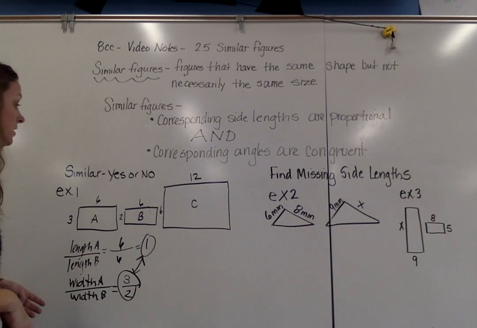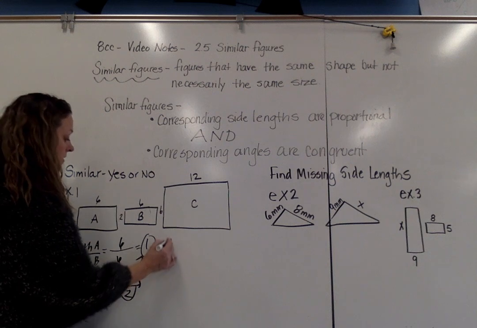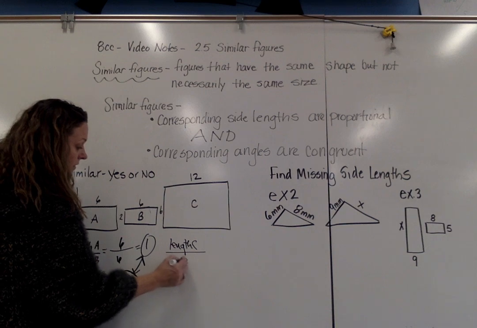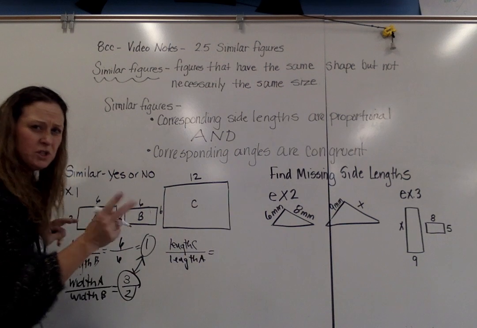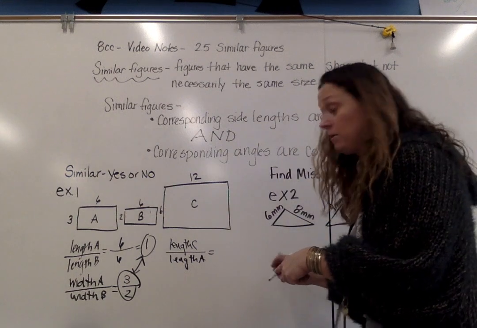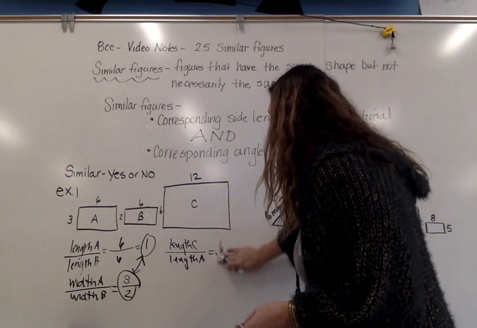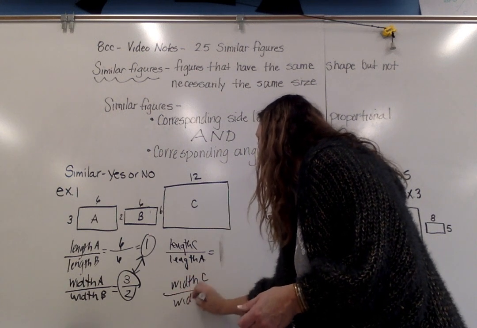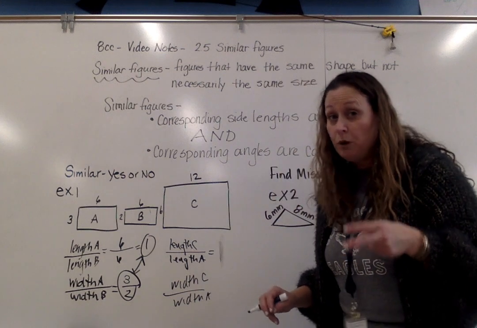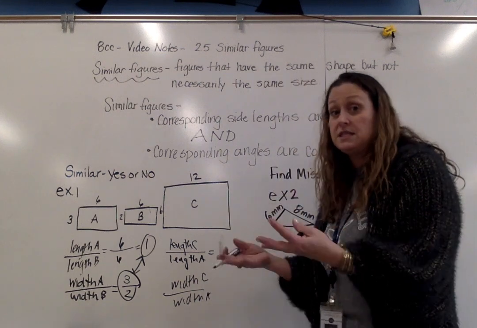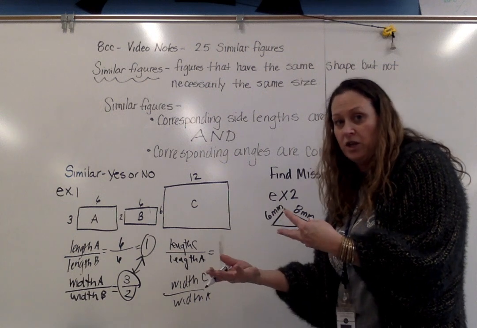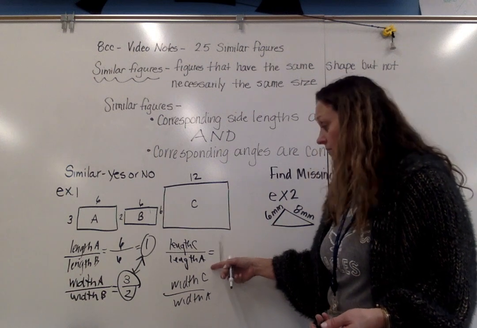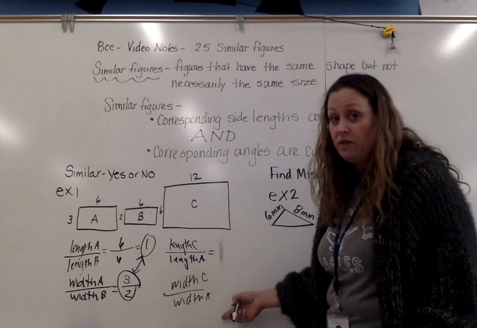Okay? So now I'm going to try A and C, and I'm going to use the same method. I'm going to take the length of C, and I'm going to compare that to the length of A. And I can switch that order as long as on the other side of my proportion, I'm saying the width of C over the width of A. If I'm comparing the two proportions, I want to make sure that I'm using the same dimensions in the top of my ratio versus the bottom of my ratio. And so I put length of C on the top, length of A on the bottom, which means width of C is on top and width of A is on the bottom.